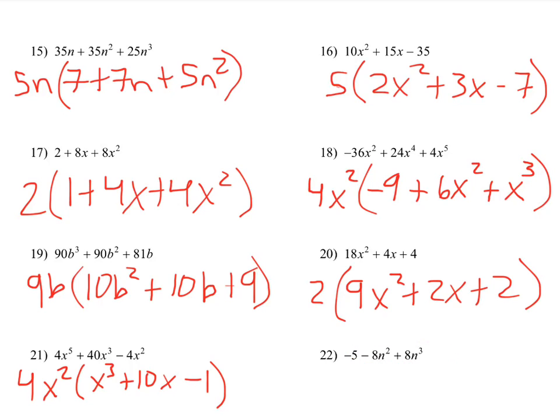And look at this guy. There is no biggest number that goes in all of them except for 1, but that's kind of inconsequential. And they all don't have n's, and so we can't factor out n with that. And so really it's as factored as it can be.